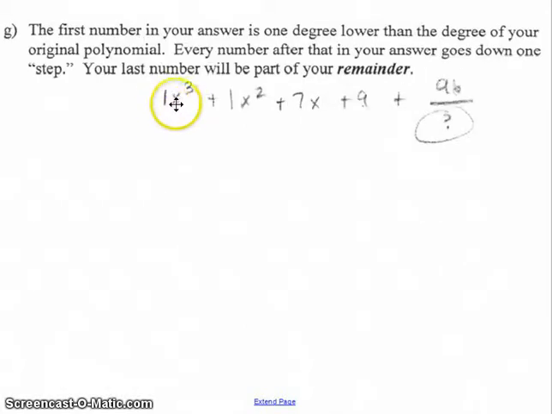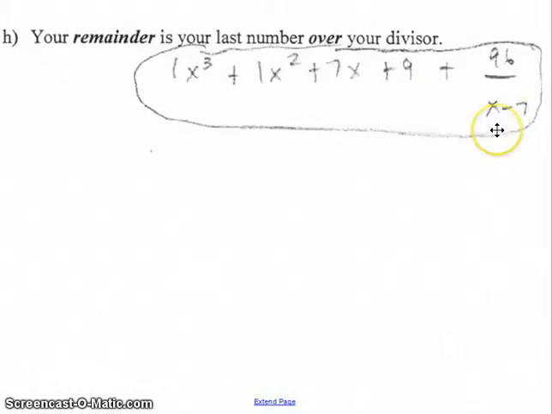Okay? And so here you have the answers written out. 1x to the 3rd, 1x squared, 7x, 9. I said 96 was your remainder. What do you put down here? What you put as your denominator of your remainder is what you'd originally been dividing by. In other words, your divisor, x minus 7. That's it. That's all there is to this process.